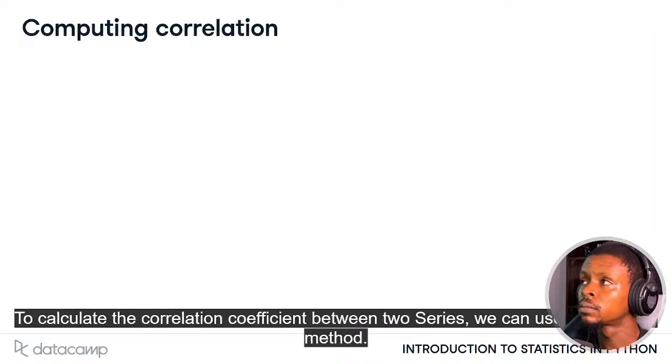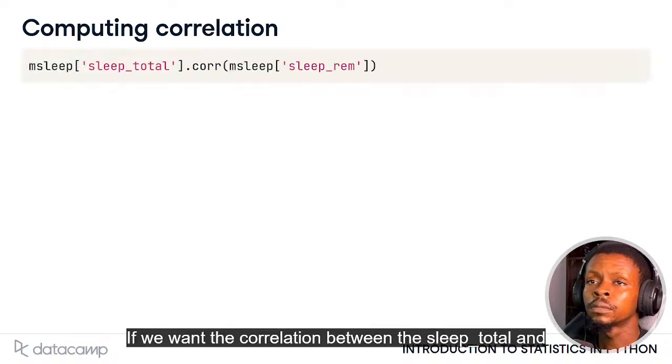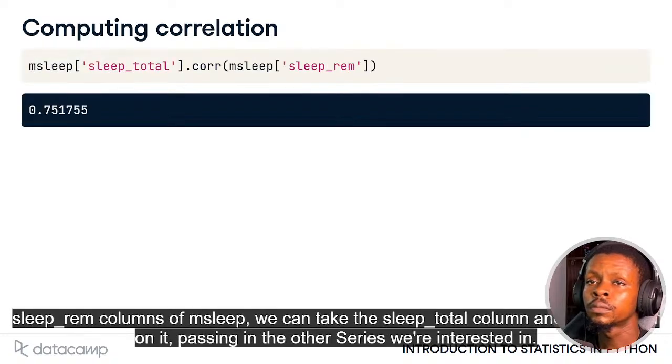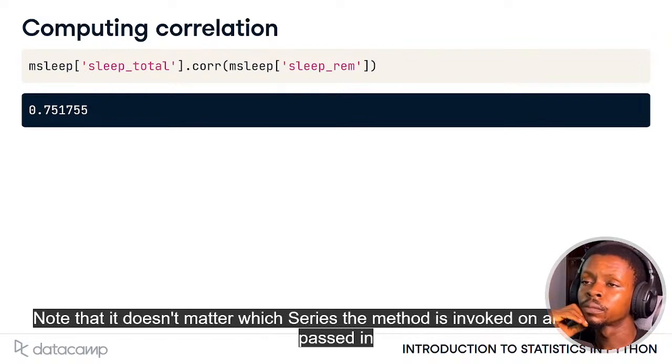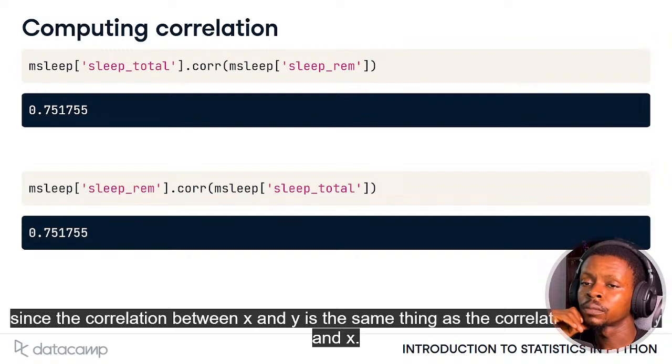To calculate the correlation coefficient between two series, we can use the .corr method. If we want the correlation between the sleep total and sleep REM columns of msleep, we can take the sleep total column and call .corr on it, passing in the other series we're interested in. Note that it doesn't matter which series the method is invoked on and which is passed in, since the correlation between x and y is the same thing as the correlation between y and x.